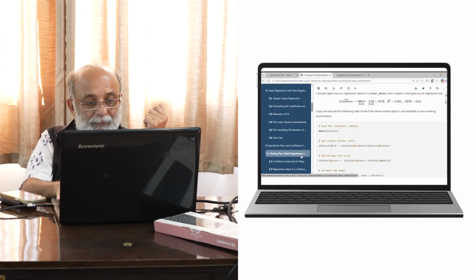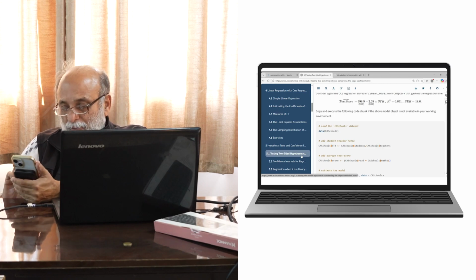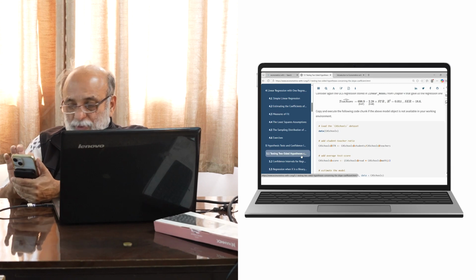Yeah. So for this CA schools data set, we need to find the relevant library. I'll tell you what library you need to have for the CAschools data set.